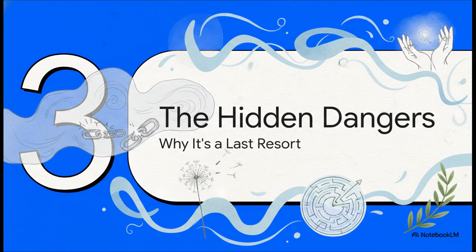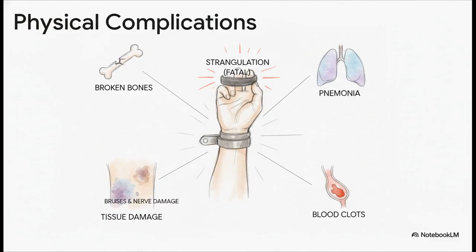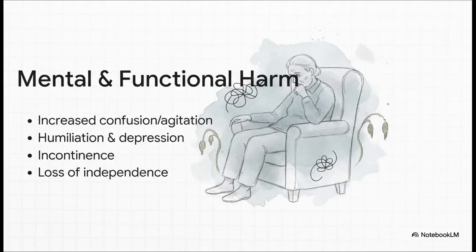Okay, so now we know what they are, but we really need to understand why restraints are always the absolute last resort. The potential for harm is just massive, which is why we have to try every other possible option first. I mean, look at these physical dangers. They are incredibly serious, and they can even be deadly. We're talking about things like strangulation, broken bones, and permanent tissue damage because blood flow is cut off. And on top of that, just being kept still can lead to other awful problems like pneumonia, pressure ulcers, and even fatal blood clots.